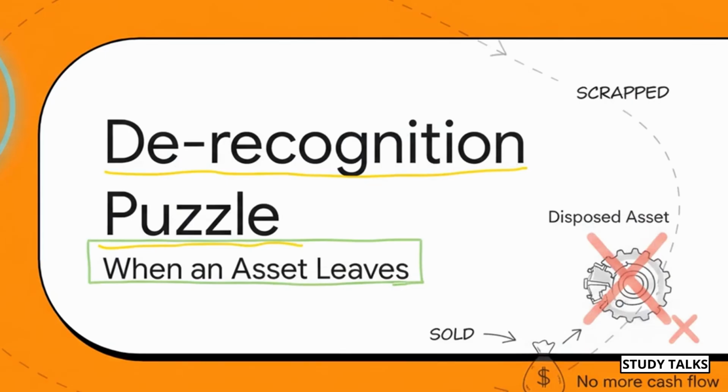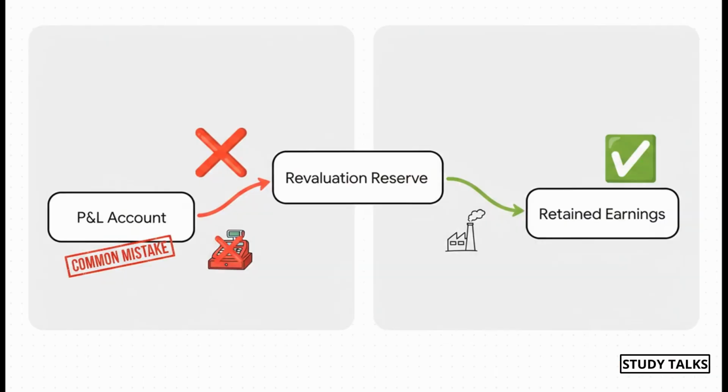All right, let's get into our first section. Now, you might be thinking, wait, why are we starting at the end of an asset's life? Well, it's because this is where that tricky revaluation puzzle from our first slide comes into play. What exactly happens when an asset gets sold or scrapped? And here it is, the direct answer to our opening question.